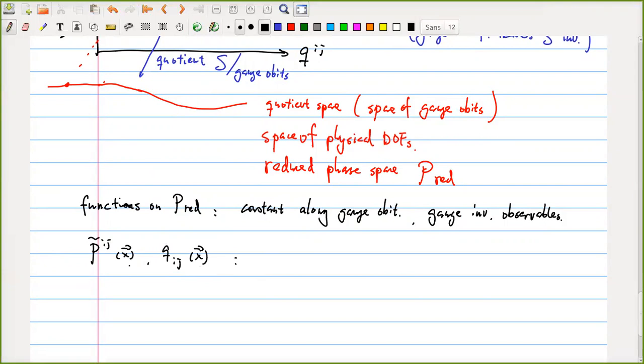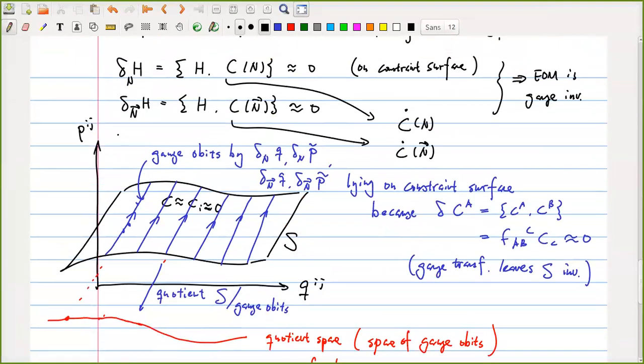Suppose I fix the point x. Then what is the dimension of the phase space? We count the number of fields. Both P and Q are symmetric tensors, with i and j going from 1 to 3, so each of them has 6 components. So you have 6 plus 6 equals 12, times infinity because you have an infinite number of points. This is the dimension of the original phase space. Let's call this phase space P.